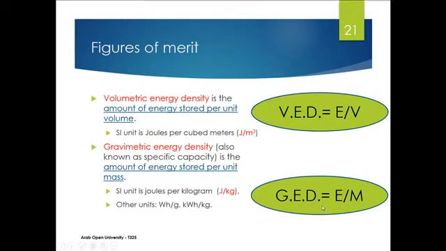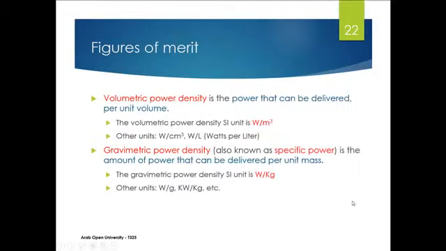However, other units can be used, such as watt-hour per gram, watt-hour per kilogram, kilowatt-hour per kilogram, and the same for the volumetric energy density, where we can have joule per liter, joule per milliliter, or watt-hour per liter. All these units are valid. However, the SI units are joule per meter cube for the volumetric energy density and joule per kilogram for the gravimetric energy density.